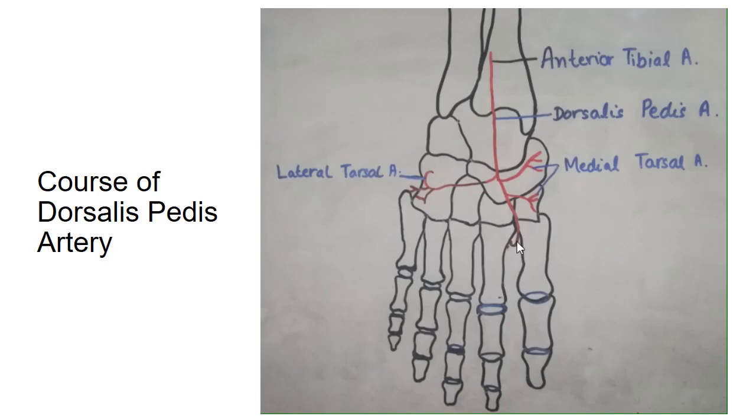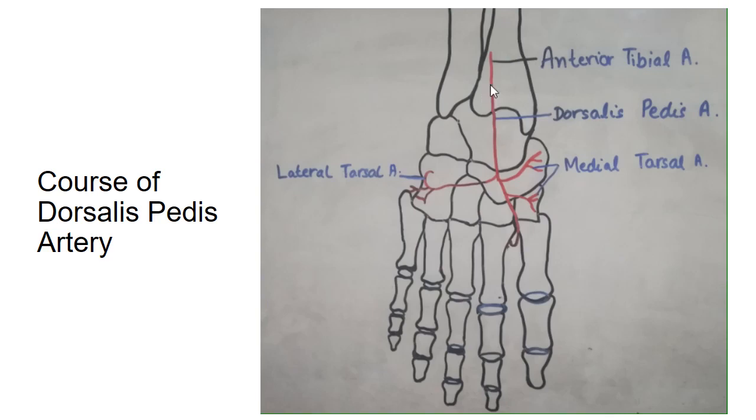This rounded part, which you can see here, is indicating the deep plantar artery, which is the main continuation of the dorsalis pedis artery. On the sole of the foot, this deep plantar artery joins the lateral plantar artery, which we'll talk about in our next lecture, to form the deep plantar arch on the sole of the foot.